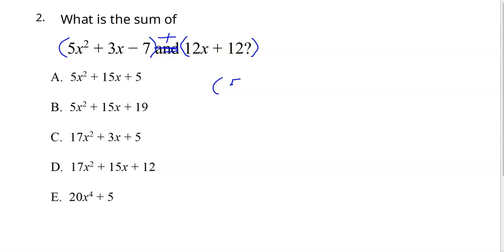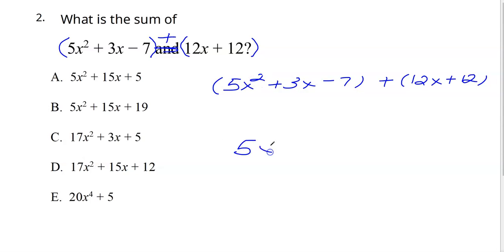And these parentheses are simply used to make it easier to read. These parentheses plus 12x plus 12. Now remember, when you're adding terms, they need to be like terms. So for example, I can't add these two. I can't add 5x squared plus 3x because this has an x squared next to it and this has an x next to it. They need to be like terms. You need to have the same variable in front of it.